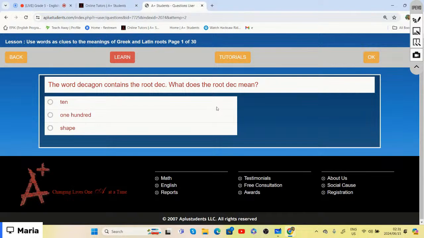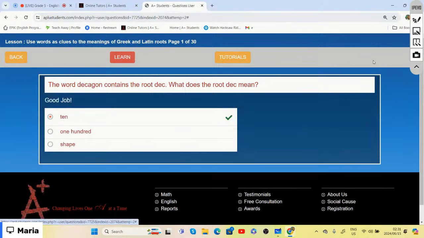All right, so if we look at the word decigon, and decigon has the root des, and if we were to find out what the root des specifically means, then we can say that a decigon firstly is a shape with 10 sides, so we can then say this means 10, right? So this means 10.